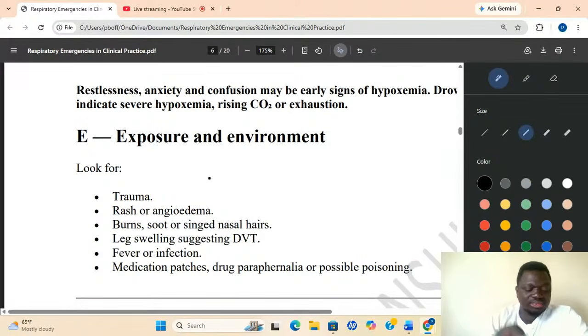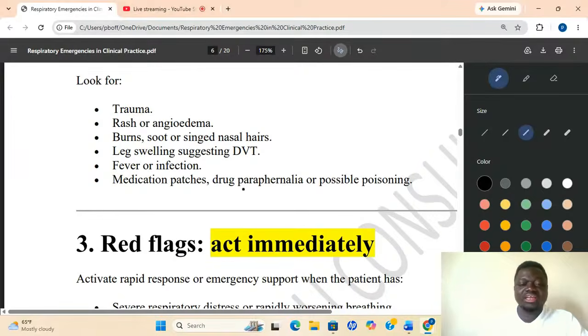Respiratory emergencies. But is there any related condition attached to it? Is there any trauma? Is there any rash or angioedema symptoms? Is there any burns, sooting, singed nasal hairs? How about their legs, are they having leg swelling for DVT? How about fever, is the temperature high? Then medication patches, drug paraphernalia, or possible poisoning. So all these will affect.